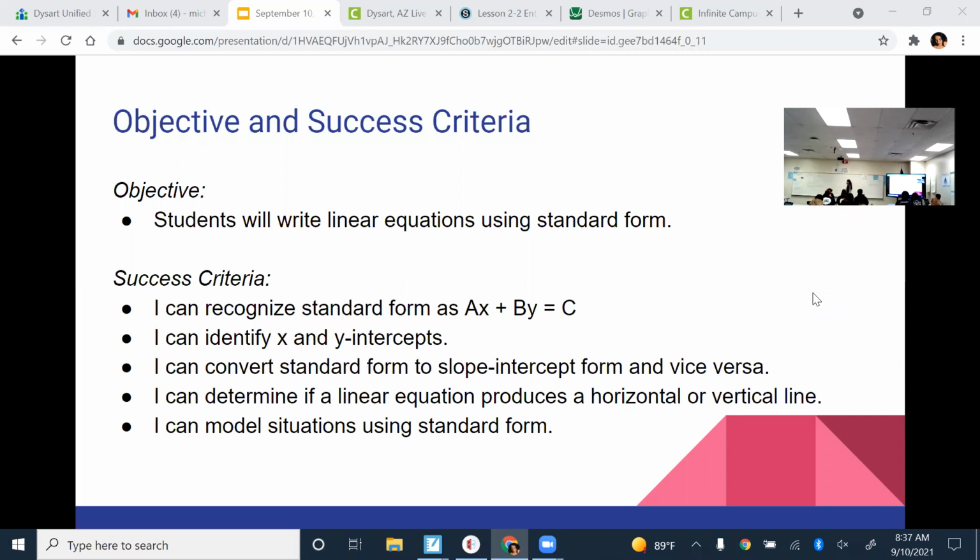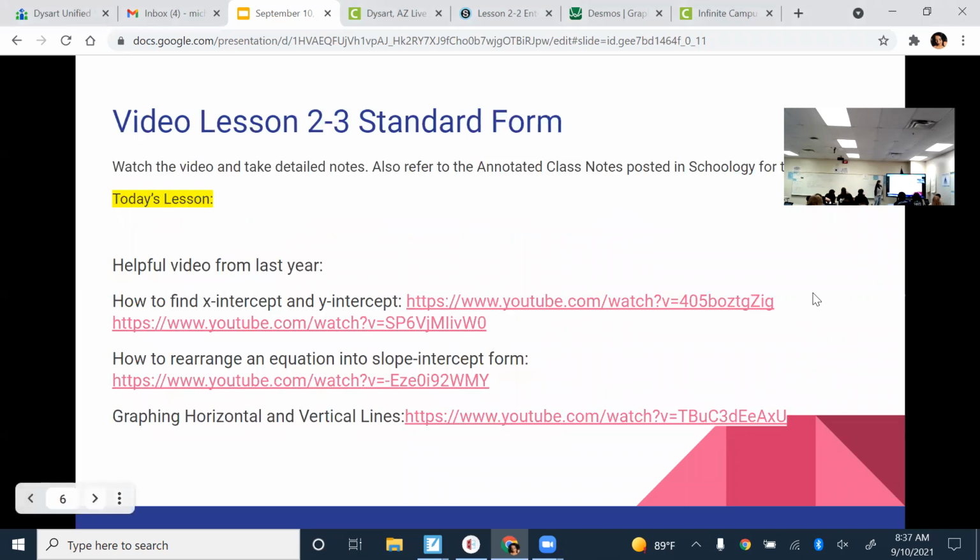So this is another form that we're learning. We learned intercept form, point slope form, and now standard form, which looks like this: AX plus BY equals C. A couple things that we'll be doing with that is solving for X and Y intercepts algebraically, converting standard form to slope intercept form, determining if, and also modeling. So things like that. That's why it's going to take us probably about 3 days.